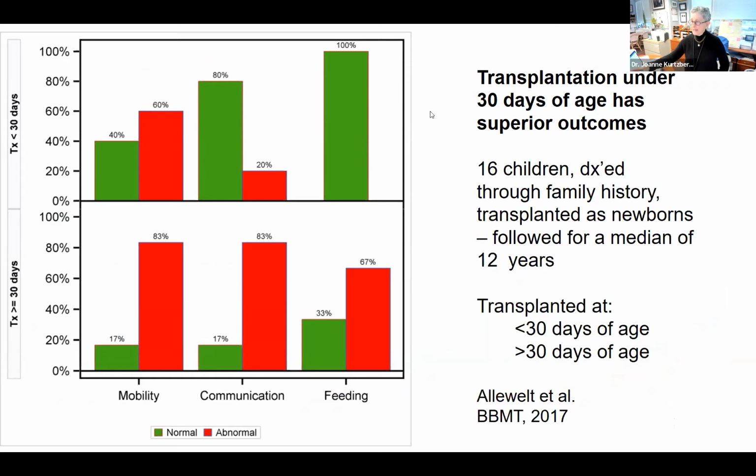In addition, in 2017, we published a retrospective analysis looking at 16 children diagnosed through family history who were transplanted at Duke either before or after 30 days of age. And we were able to see in the red bars that the children transplanted after 30 days of age had more disability, both in defects in mobility, communication, and feeding. And in green, the earlier transplants had less disability, and overall, these children were doing better.